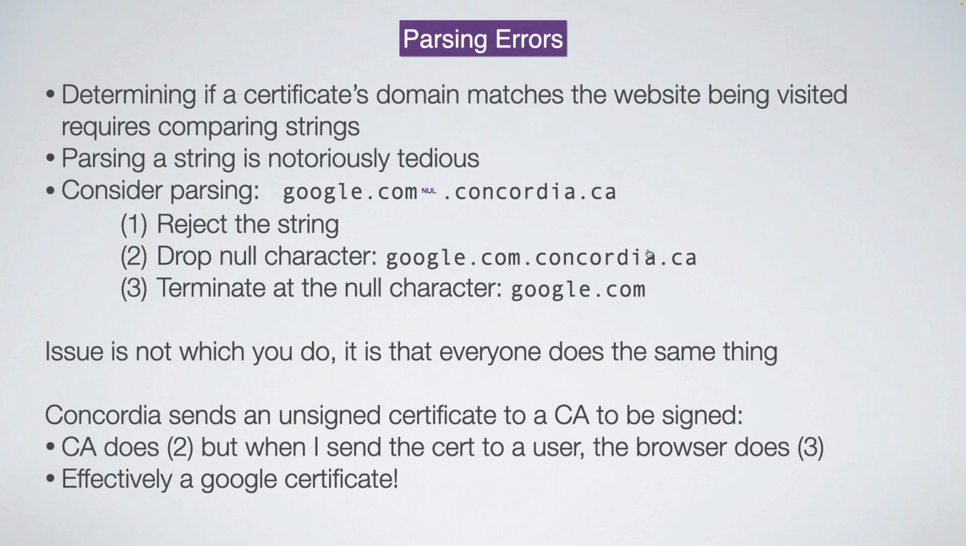So this is where the attack goes wrong: forget about Concordia, pretend this is evil.com or something like that at the end. So the attacker asks for google.com null character dot and then a domain that they control. The CA drops the special character. They say, do you actually control this domain? You prove that you do. And they say, fine, I'm going to sign your certificate.